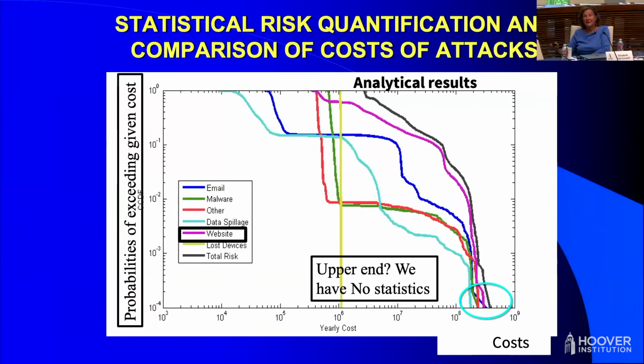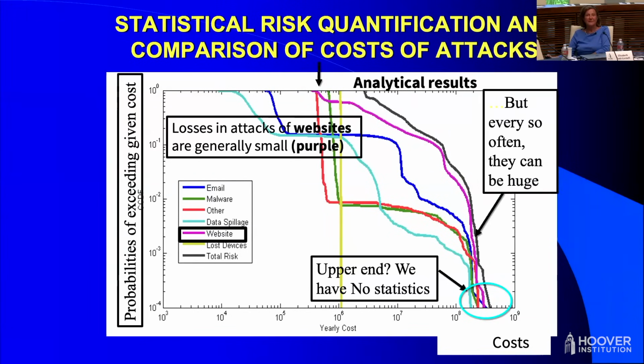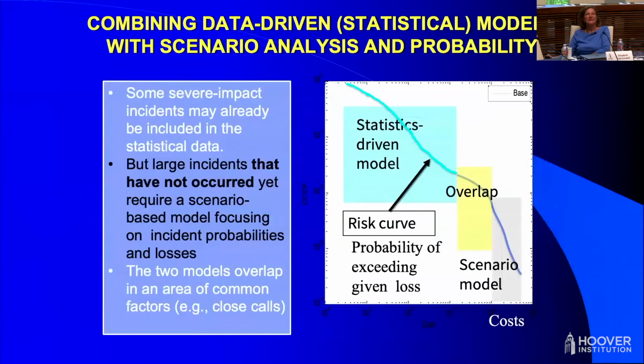But when we get to the high cost, low probability, we are at the upper end. We have no statistics of what an attack of the website at the high cost would be. So we had to devise, so yeah, every so often they can be huge. We have to combine data-driven statistical models and scenario analysis and probability.